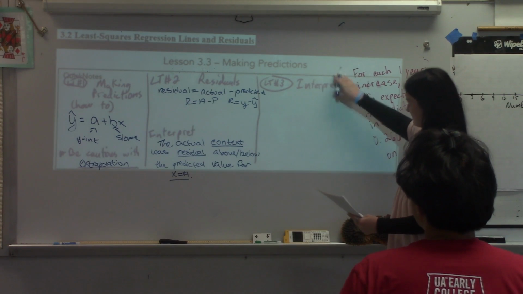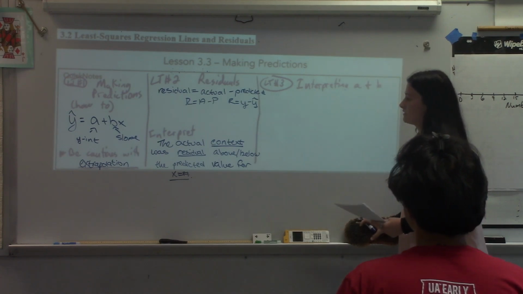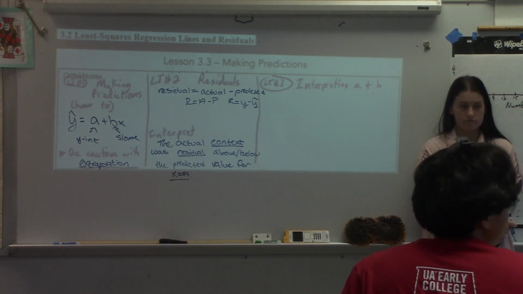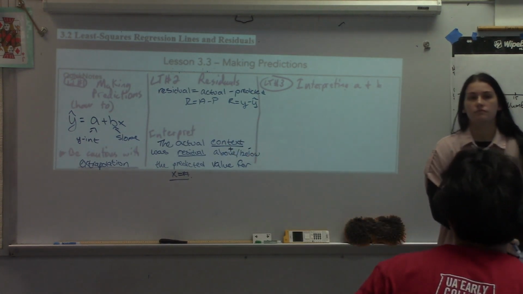By the way, hey guys, when is the actual going to be above the predicted value? When it's positive. When you have a positive residual, it's gonna be above, and when you have a negative, it's below.